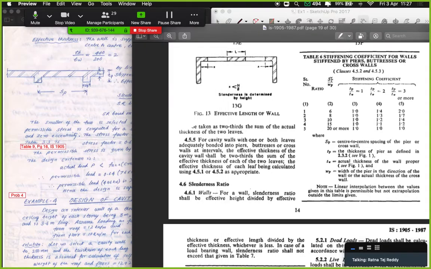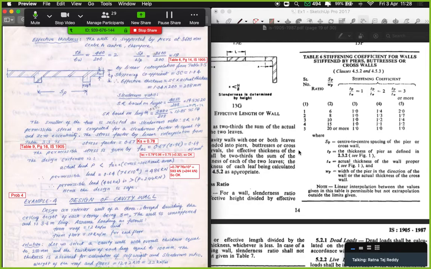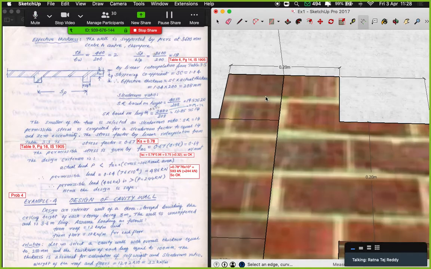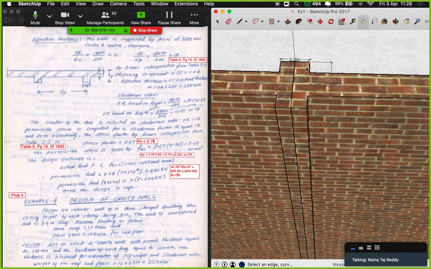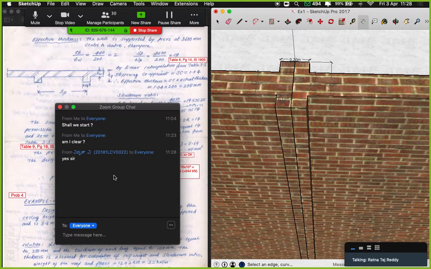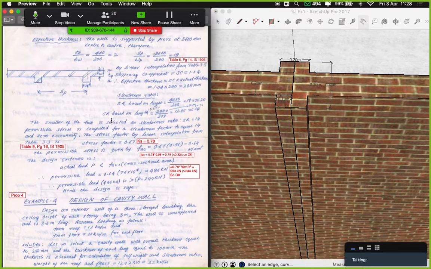The span of the pier is nothing but the center to center distance between two piers, that is the SP over here, and WP is the width of the pier, that is the 200. Let me just show you this one. Yeah, this is the width of the pier, the 200 mm measurement. This is the width of the pier, while this is the thickness of the pier. The thickness is 400 and the width is 200. Yes, there is a doubt. Okay, clear. Next. Moving on, the slenderness ratio is now calculated based on the effective span and effective thickness.